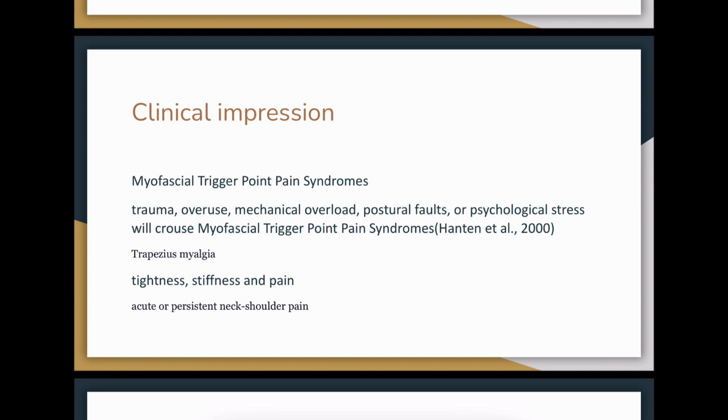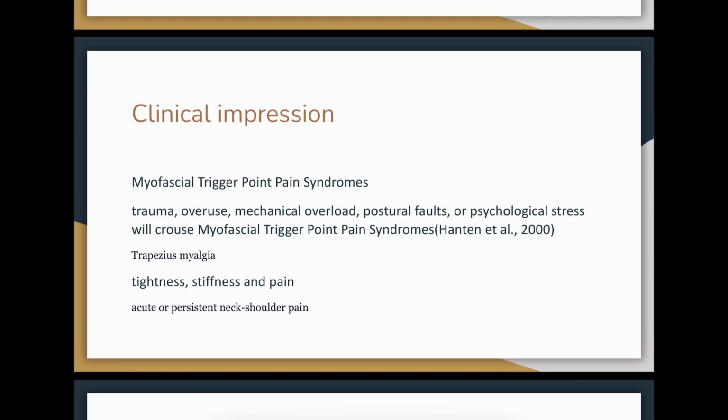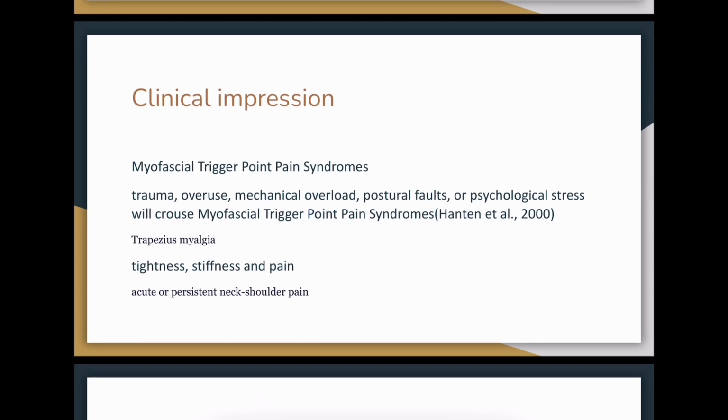I guess his diagnosis is myofascial trigger point pain syndrome, because he has been overloading his upper trapezius, and there are many myofascial trigger points on his upper trapezius. So I think he maybe got trapezius myalgia. The symptoms are tightness, stiffness, and pain.